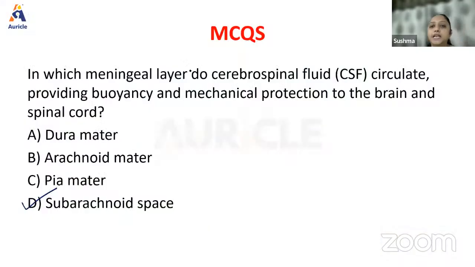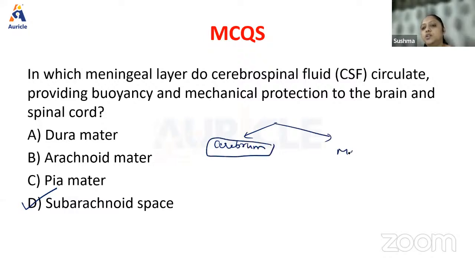So in today's session, we did two things. Number one, we studied how the different parts of the brain are represented in the cerebrum and what they control. And we also finished the meningeal layers and the spaces between the meningeal layers, which are important.